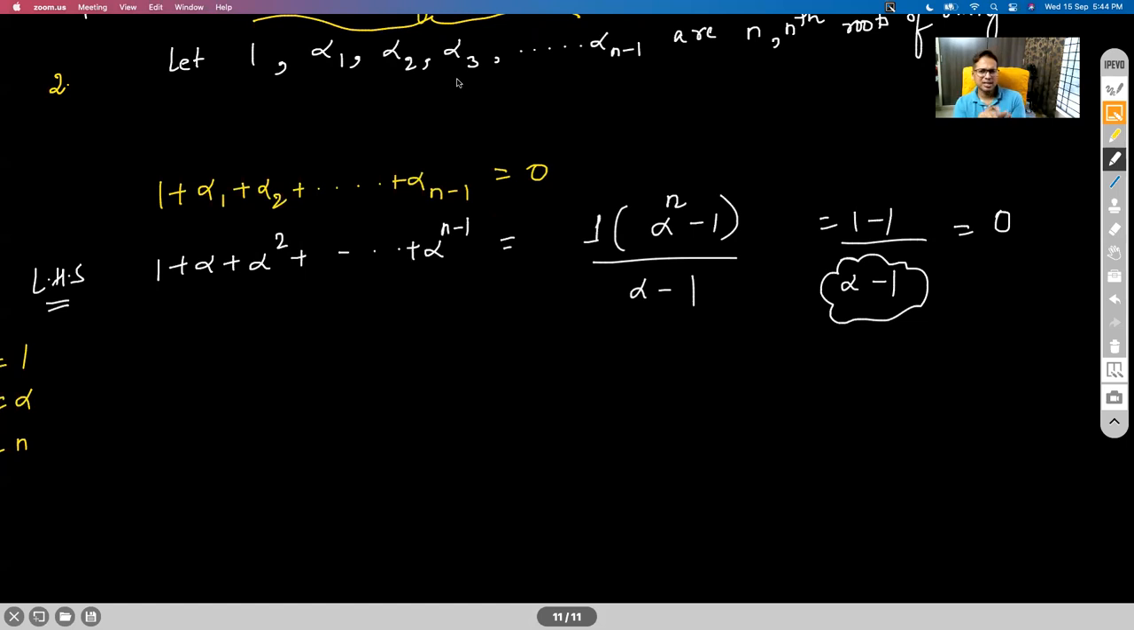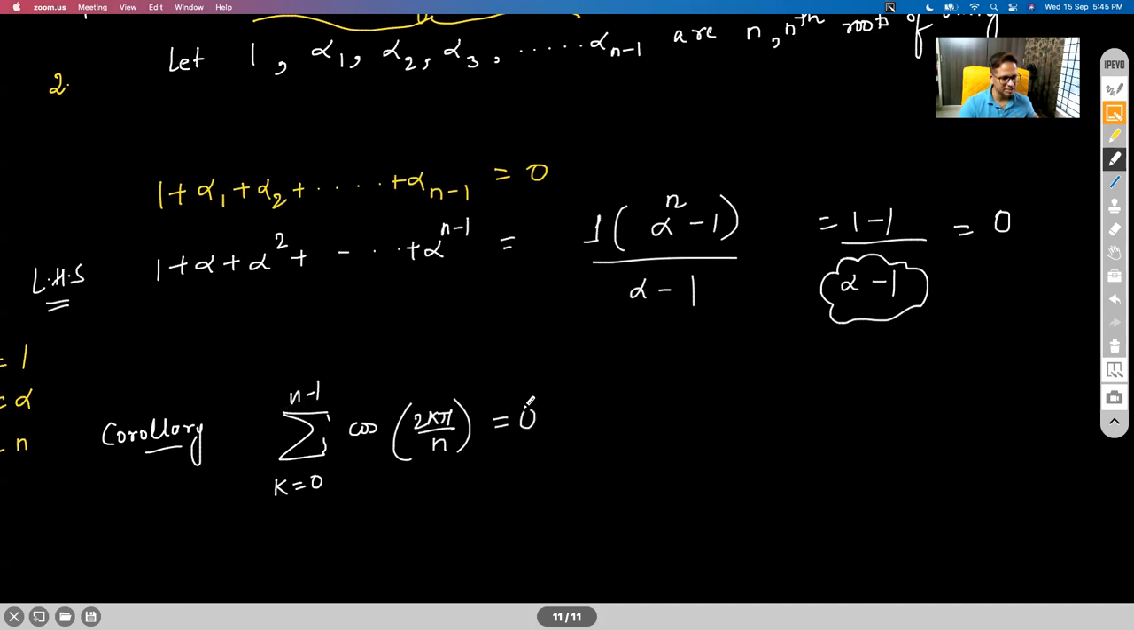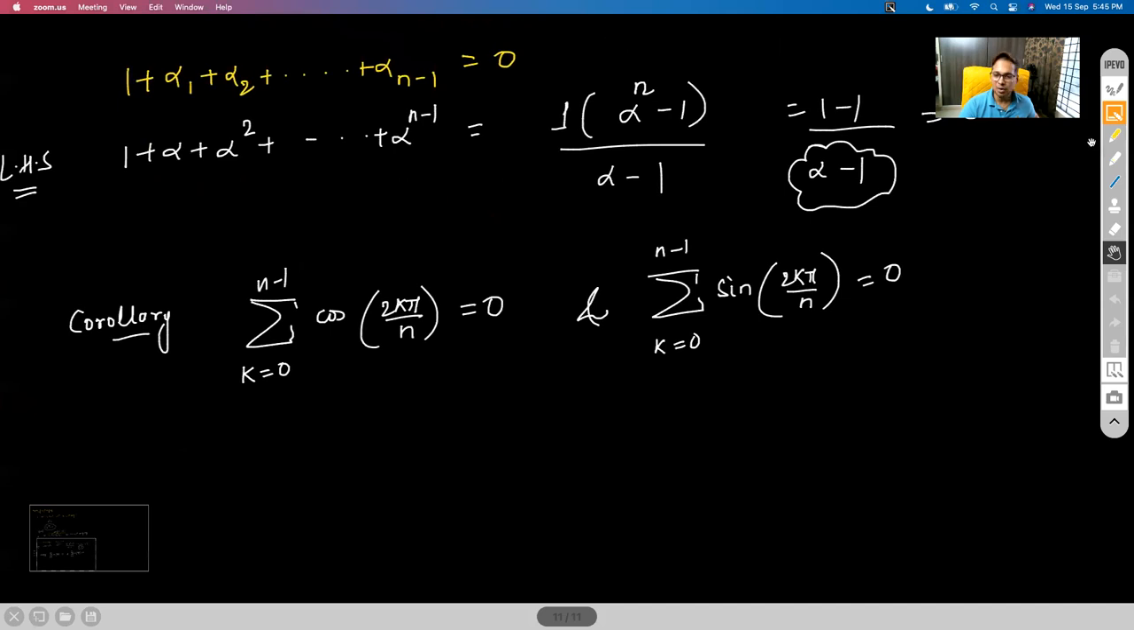But this property leads to another sub-property, which is actually important, and I'll be giving you that property now. The property is, if you sum up cos 2k pi by n, k from 0 to n minus 1, you will get a 0. And if you sum up sine 2k pi by n, k from 0 to n minus 1, this will also be a 0. Now you must be wondering how this is coming, and how it is coming from this property. So first note these two results down.